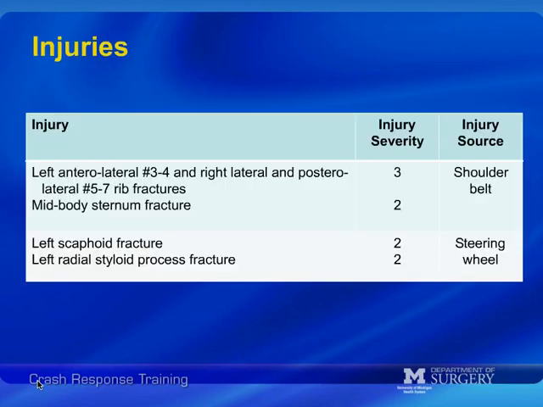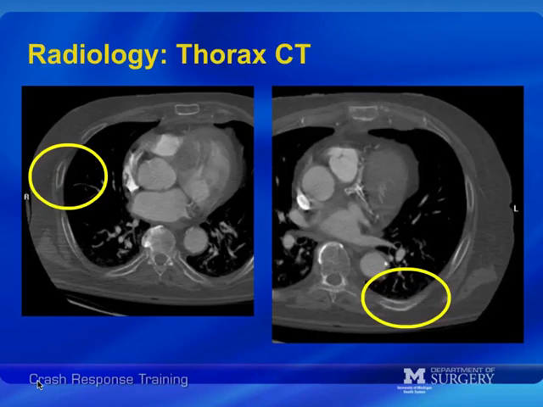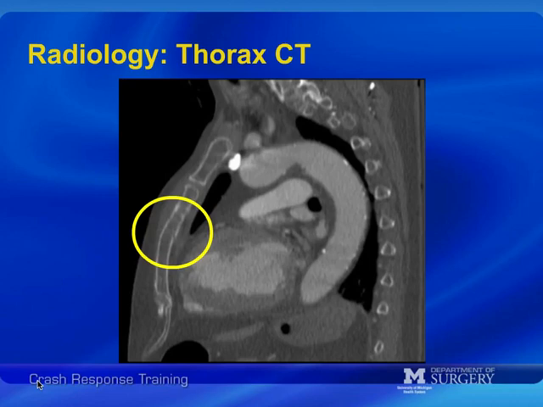These are his injuries. He had left anterolateral number 3 and 4 and right lateral and posterolateral 5 through 7 rib fractures and a mid-body sternum fracture attributed to the shoulder belt, a left scaphoid fracture and left radial styloid process fracture attributed to the steering wheel. This chest CT, these circles indicate his right lateral rib fracture and a left posterior rib fracture. This is a side view of his chest, and the circle indicates where the sternum fracture is. What I want you to look at here is how close to the heart this fracture actually is. Combined with the rib fractures, this fracture is extremely dangerous for an elderly patient.